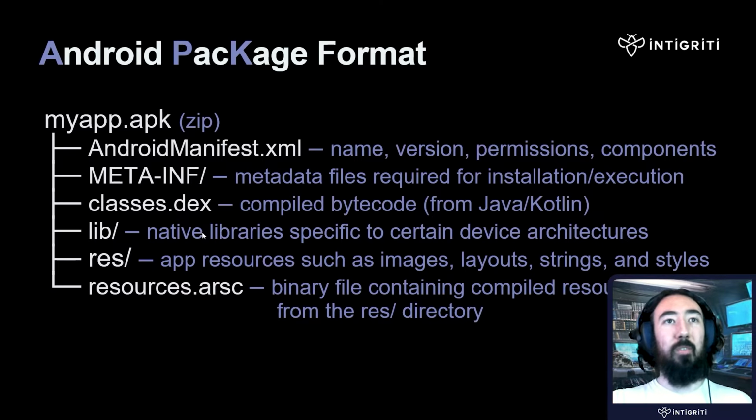We've got our libraries, which are native libraries specific to the device architectures, and the resources such as images, layouts, strings and styles, and also a binary file containing the compiled resources from this directory. So we'll be able to use tools to extract some of these. You will get binary versions, so there are tools like apktool, which can be used to extract these, and then you can just open it up in VS Code or Codium and go and have a look at the original source code.